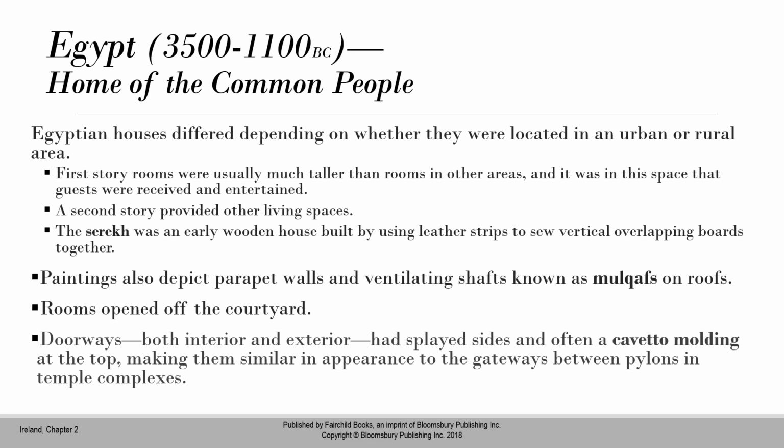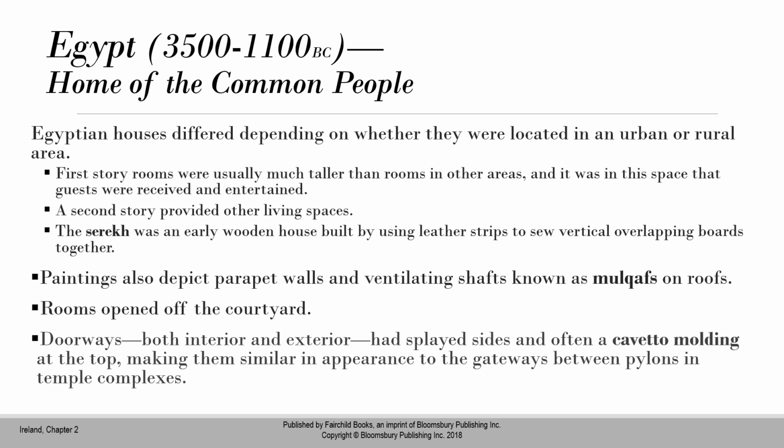Egyptian houses differed depending on whether they were located in an urban or rural area. Rural homes typically were a single story and were larger and would incorporate gardens, courtyards, and pools of water. In general, their buildings were built in what's known as a tripartite plan, meaning that it's made up of three parts, tri meaning three. This was both for residences as well as public architecture.